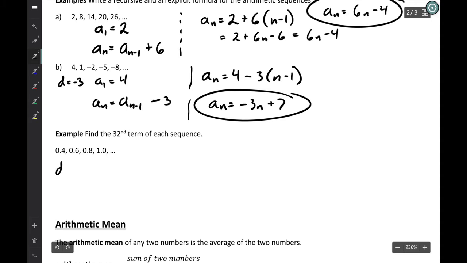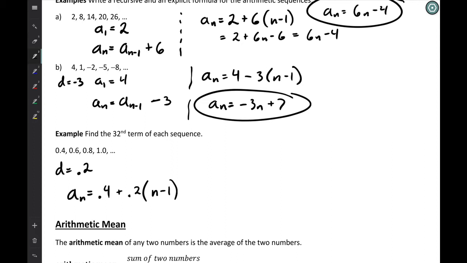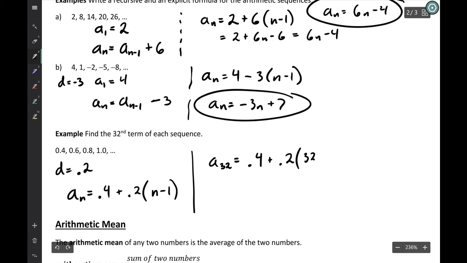My common difference is equal to 0.2. Can write a formula then. A sub n is equal to 0.4 plus 0.2 times n minus 1. First term plus common difference times n minus 1. Alright, now to find a sub 32, I just plug 32 in for n. So I got 0.4 plus 0.2 times 32 minus 1, which is approximately 6.6.